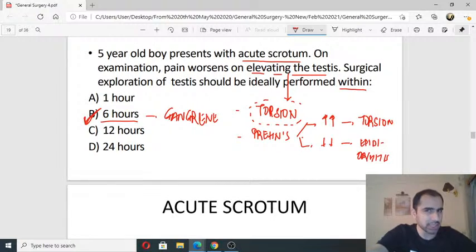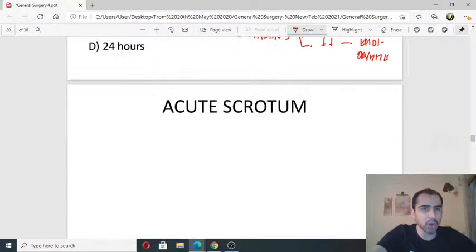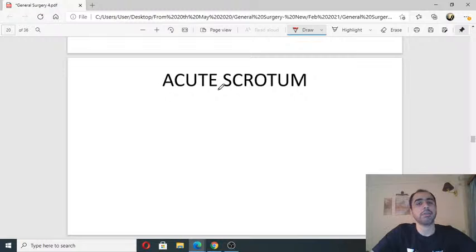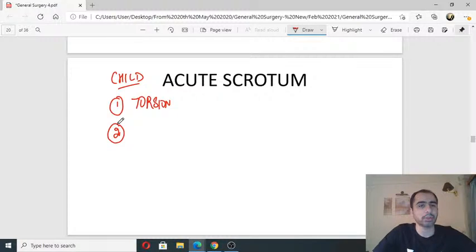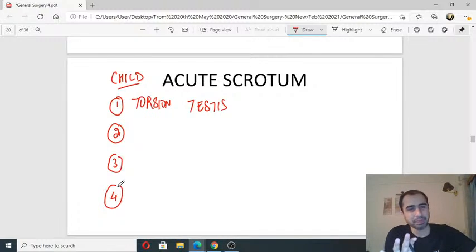I am not going to discuss testicular torsion. I just want to ask one thing: causes of acute scrotum in a child. Acute scrotum in a child. One was testicular torsion. What are the other differentials of acute painful scrotum? One was torsion testis. Other? Because the question will be exactly like this. It will be acute scrotum. And then they'll give you a scenario, which will be any of these.